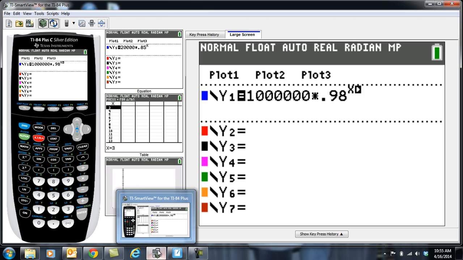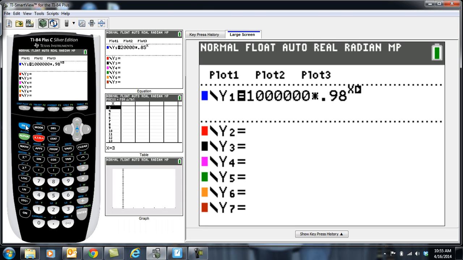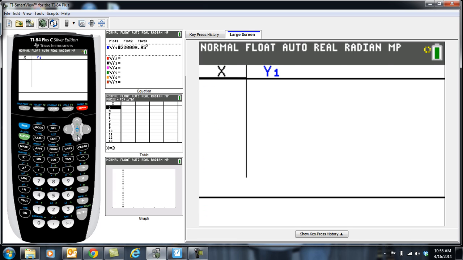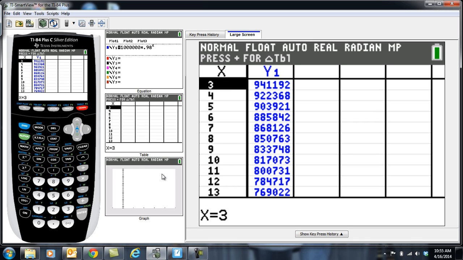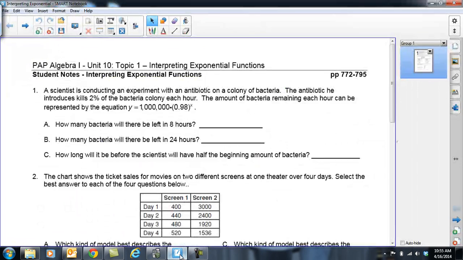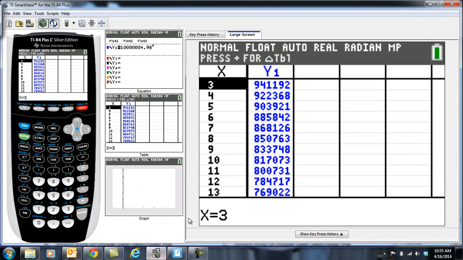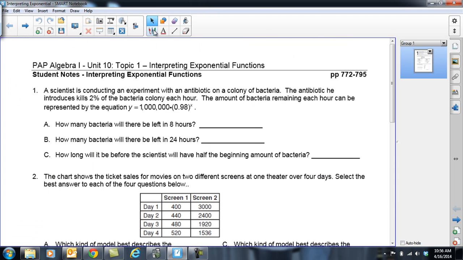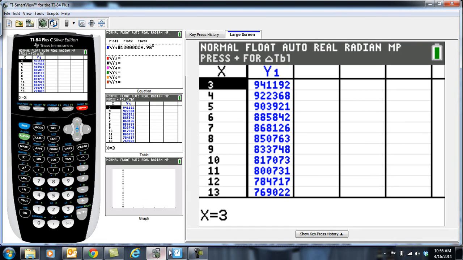So here in my calculator, I've typed in my function, and I'm just going to go look at my table. I'm going to go second graph, and look at my table and see what happens. The first thing it asked was about 8 hours. It says how many will be left in 8 hours. So right here in my calculator at 8 hours, this is how many are left, so I'm going to write that number down. It was 850,763.